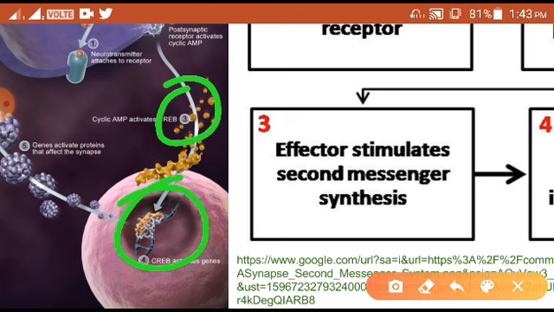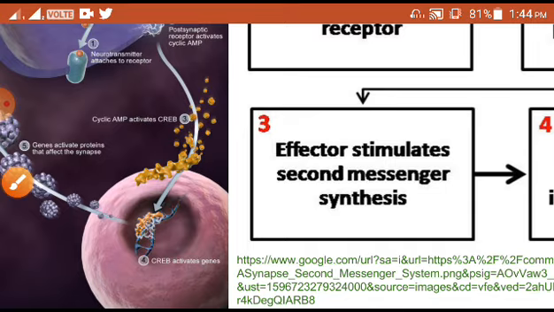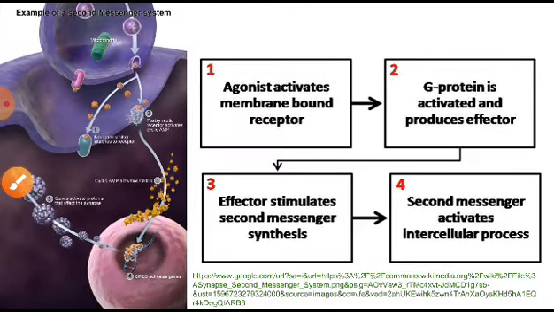Once that particular gene gets activated, you know very well what happens next. The gene will go into the protein synthesis process, and by that, the gene will produce certain kinds of proteins, and these proteins will produce the desired effect for which the hormone was released. So this way the second messengers are acting. That has been shown in these blocks as well.